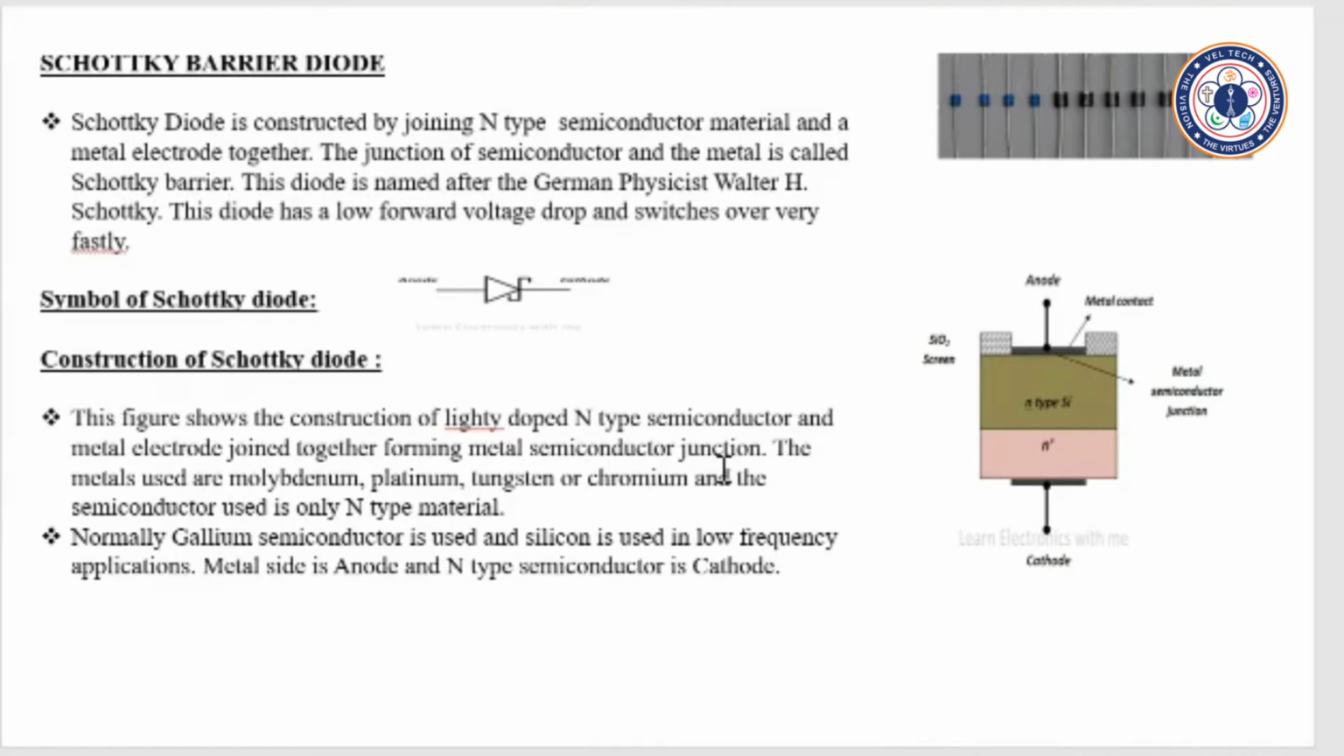Gallium semiconductor is used for high frequency applications and silicon is used for low frequency applications. Here the metal side is the anode and the N-type semiconductor side is the cathode.